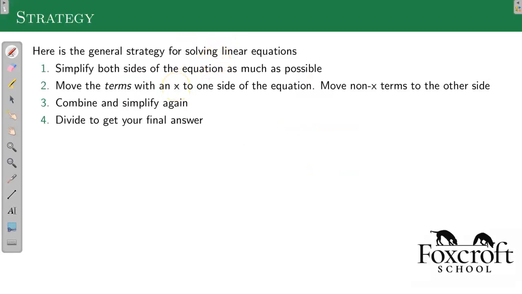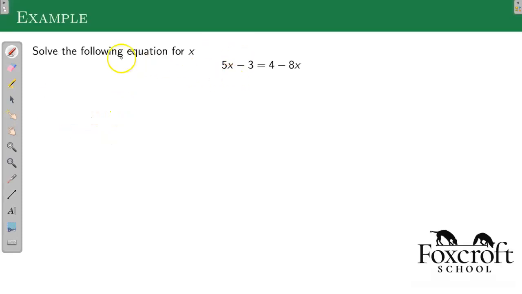Alright, how do we solve? We want to get the x by itself. Whenever you're looking at a linear equation, you recognize there's nothing weird happening with the x. You're going to simplify both sides, make them look as simple as possible. Then you get all the x terms to one side and all the non-x terms, which is normally just the numbers, to the other side. Combine like terms and simplify again. There's multiple things on both sides, and then you should just have to divide to get your final answer. Alright, so here's an example of this.